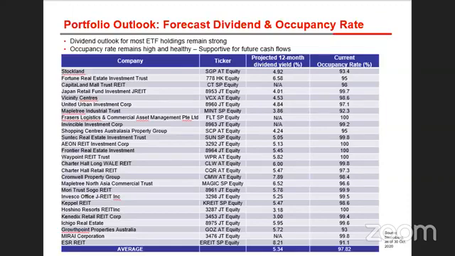And for most of the constituents, the occupancy rate is 95% or above. So this is still a very healthy occupancy rate compared with other regions and compared with the historical average. Such a relatively high occupancy rate is also going to ensure that the underlying portfolio would have a relatively stable income stream in the future.